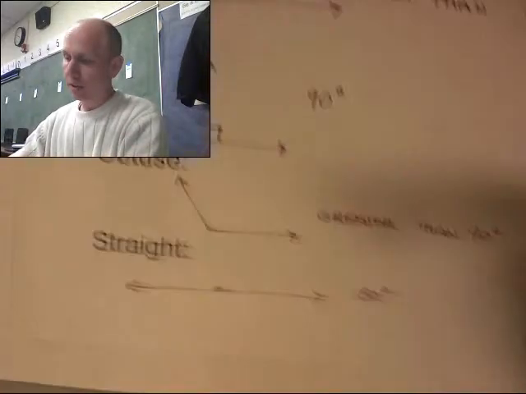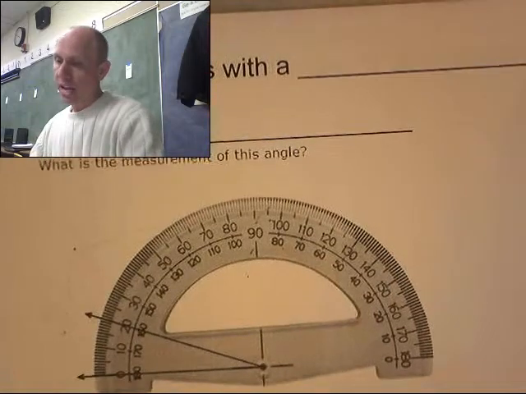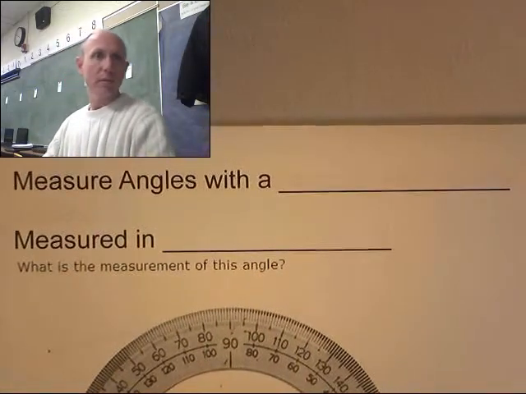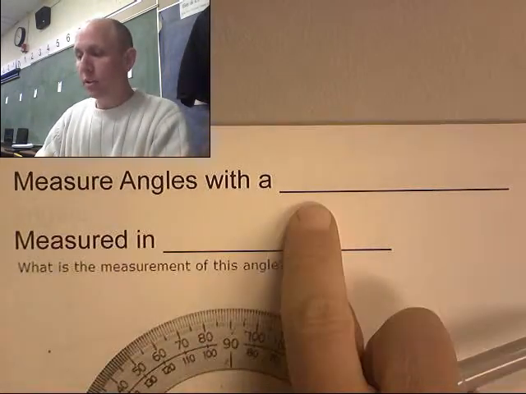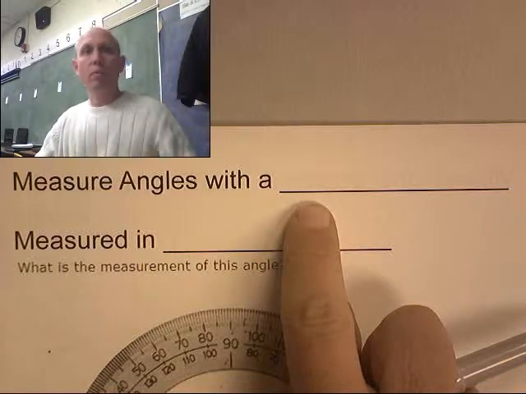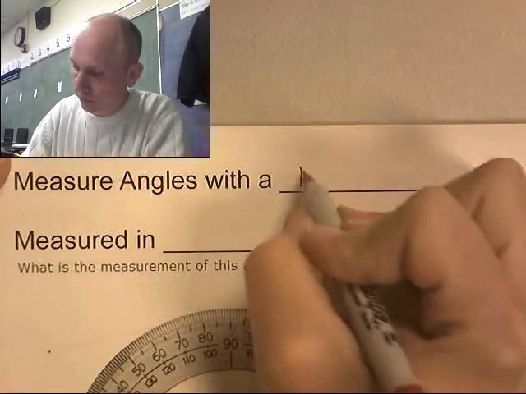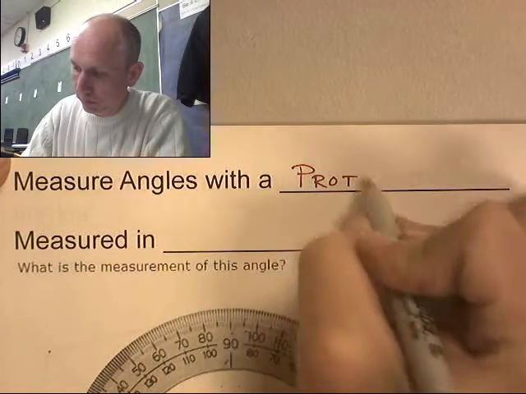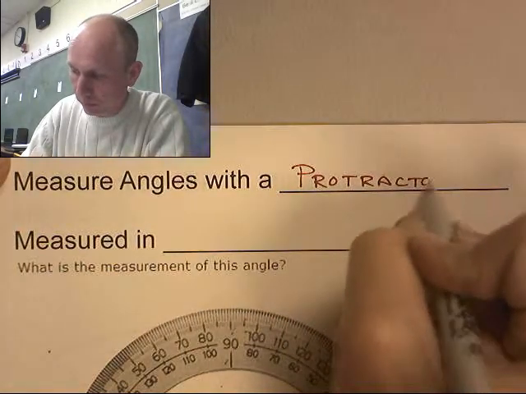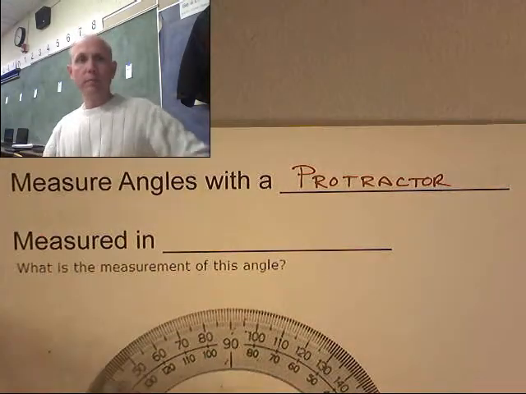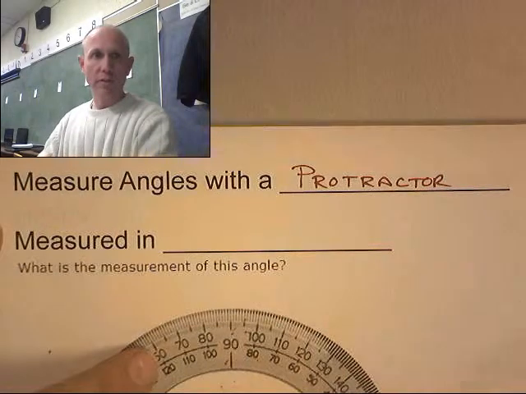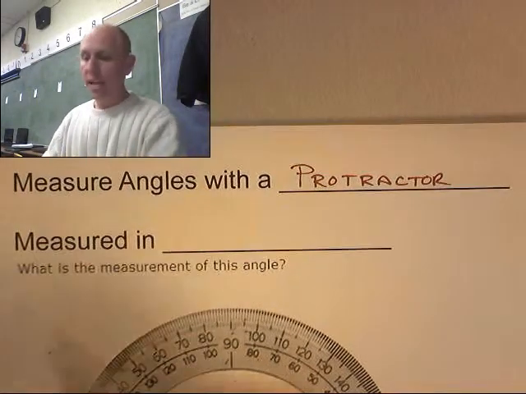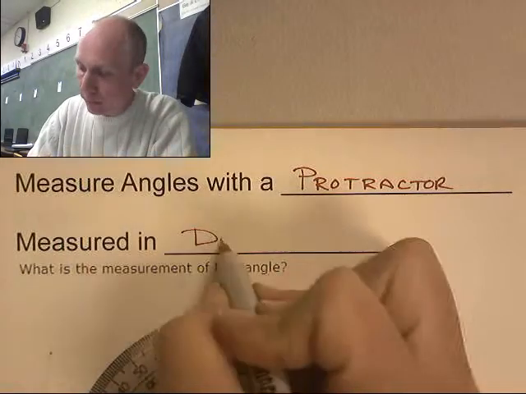All right, and now let's keep going with this. We're going to do measure angles. We measure angles with what's called a protractor. So here's my protractor. And I have some printouts down here. So we're going to use protractors to measure angles. And angles are measured in degrees.